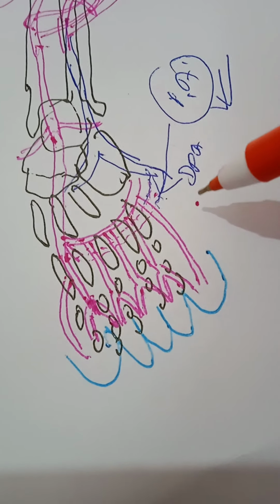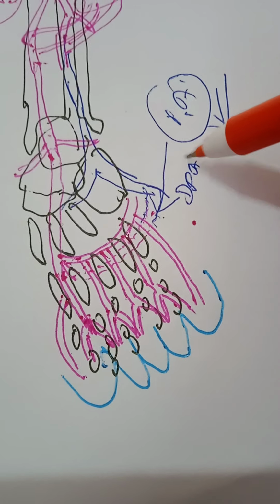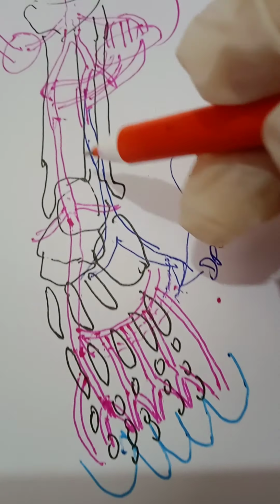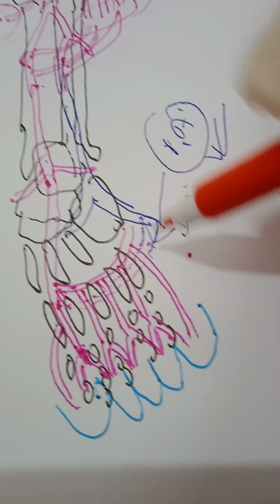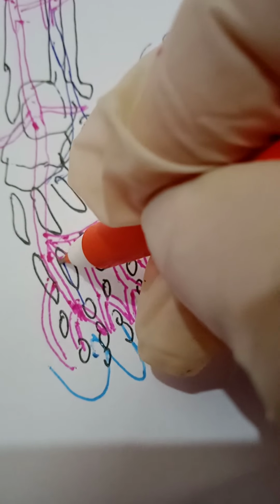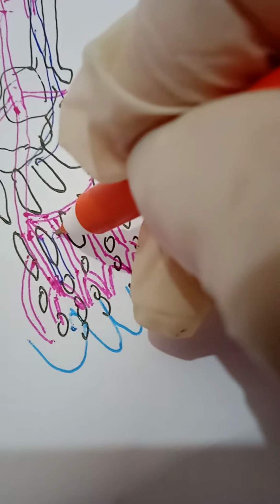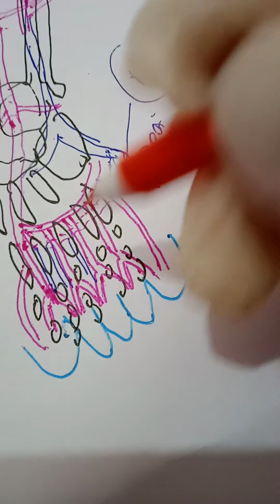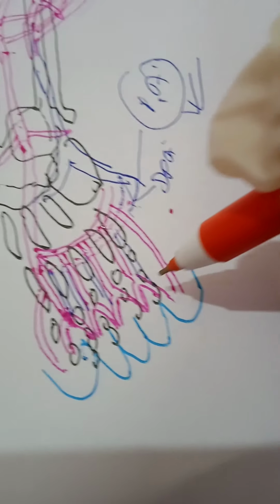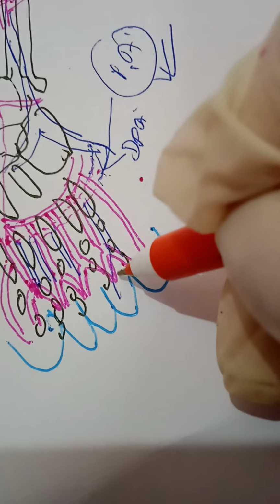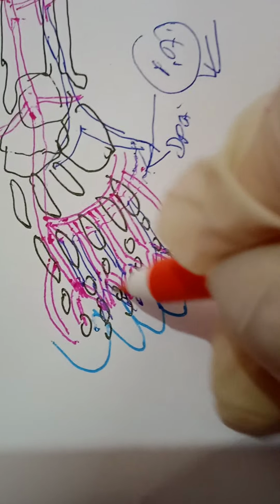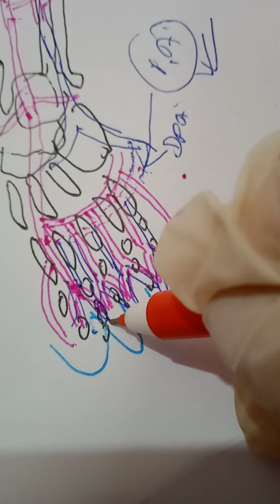The plantar arch is formed by the union of the deep plantar artery, which is the branch of the dorsalis pedis, and the lateral plantar, which is the branch of the posterior tibial artery. This plantar arch gives the first, second, third, and fourth plantar metatarsal arteries. Now each plantar metatarsal artery again gives two plantar digital arteries.